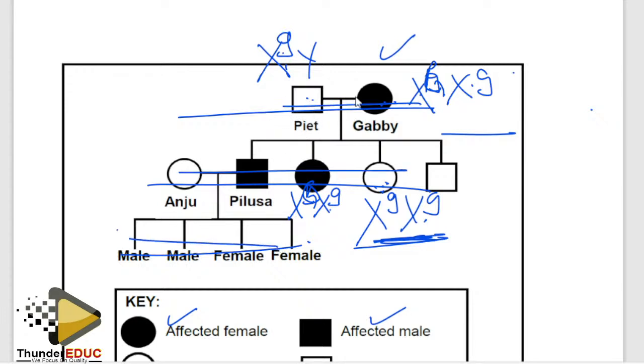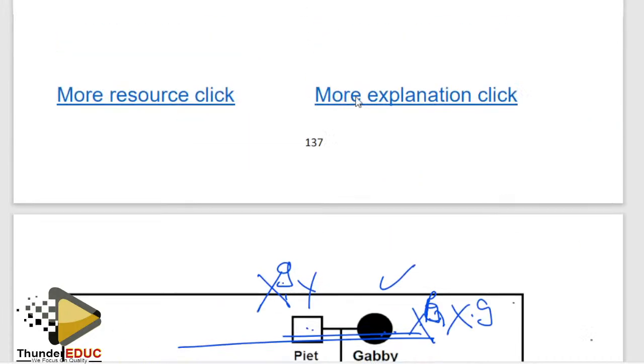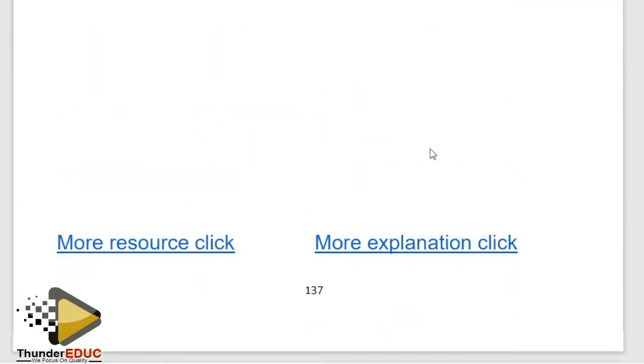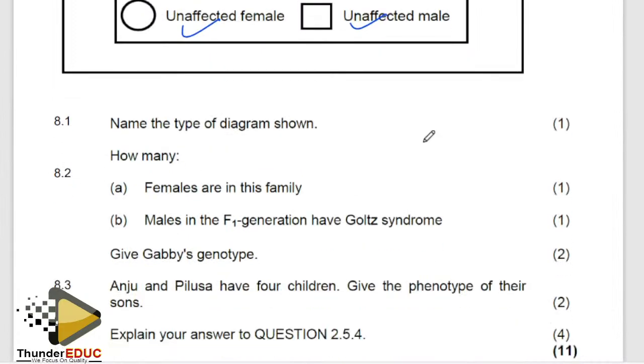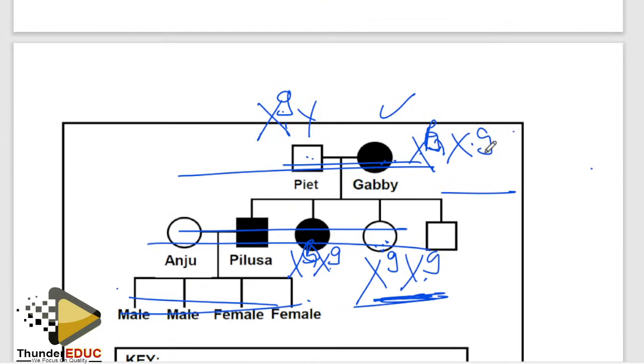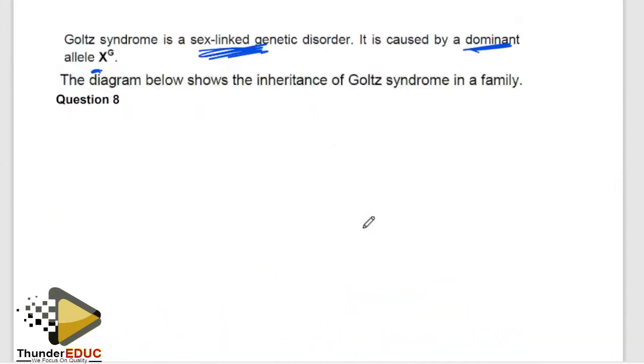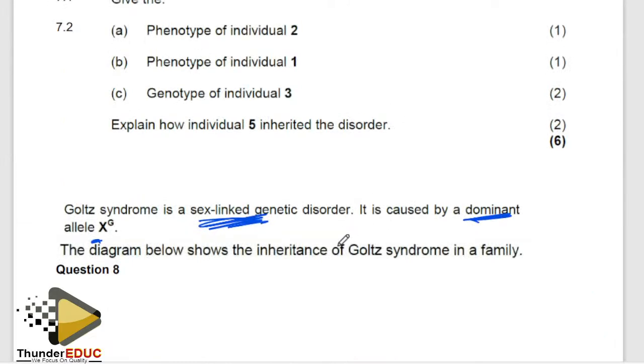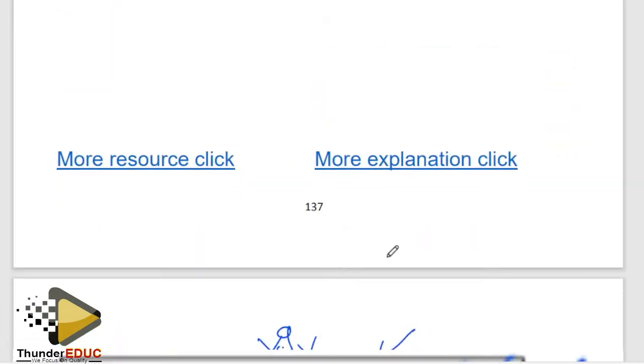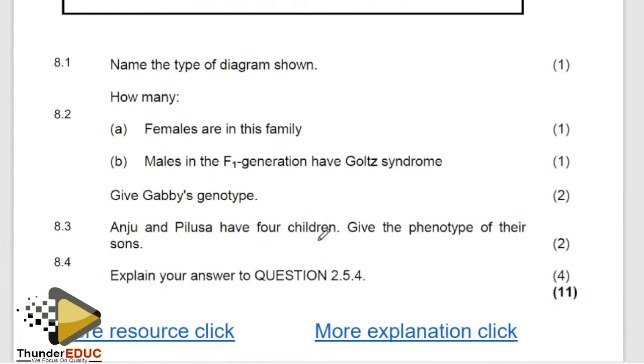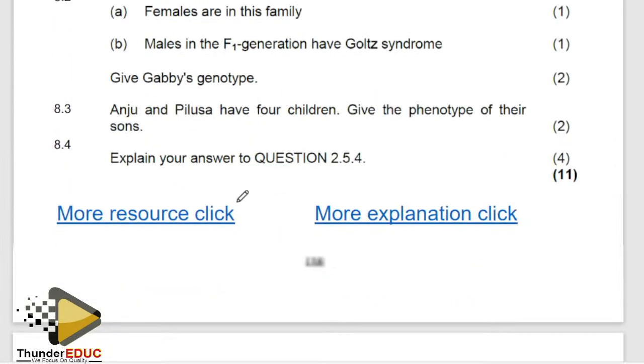They're saying with the disease, 0. The answer is 0 because it's caused by a dominant allele. And then they're asking for the genotype of Gabi. We talked about it, because they produce a kid who is not sick. Guys, please take note which one is caused by a dominant allele and which one is caused by a recessive allele. They will have to specify that it is caused by a dominant allele. Is it clear? We're done with that.